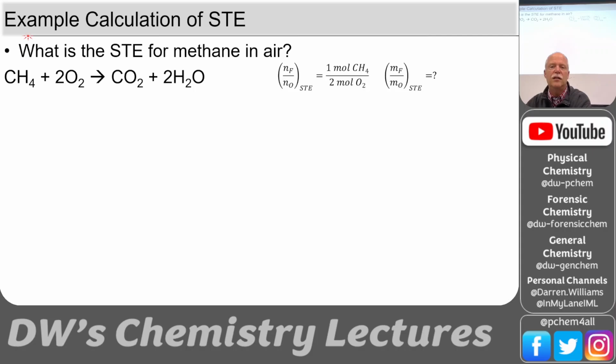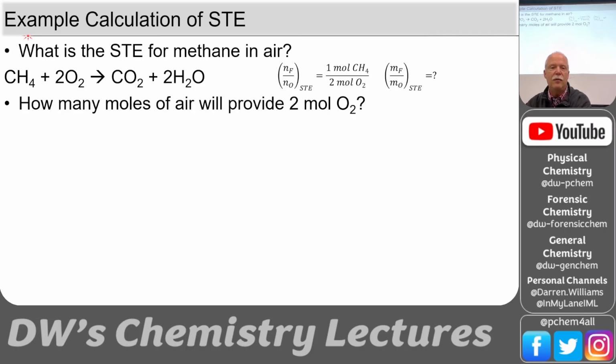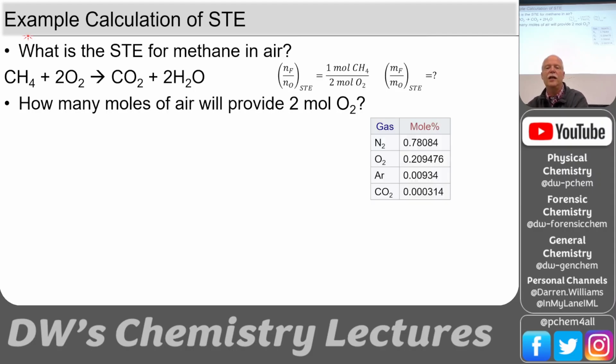Okay, so this is our question. What's the stoichiometric ratio in terms of air, not of oxygen? So how many moles of air will provide 2 moles of oxygen? So here are our mole percents in our atmospheric composition. These are the top 4 species in air.